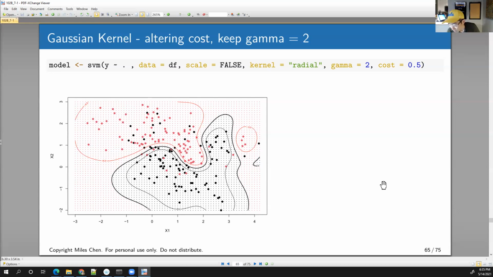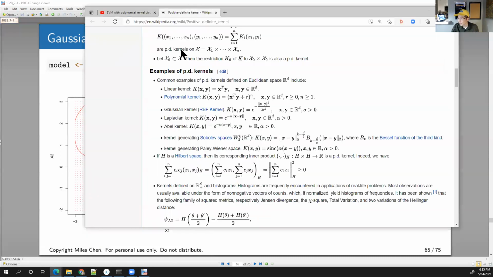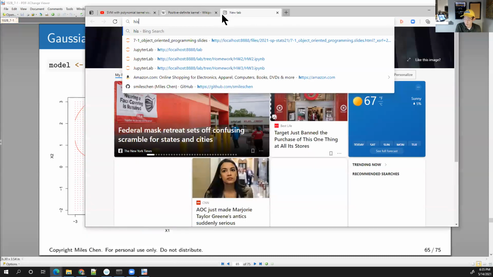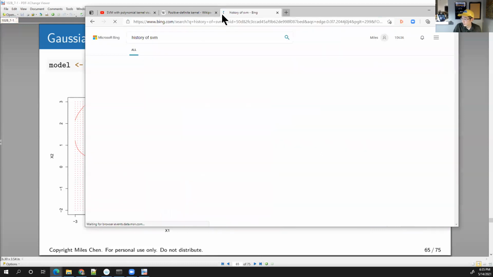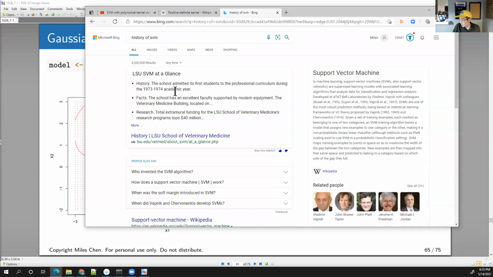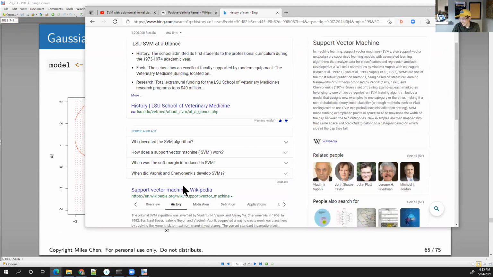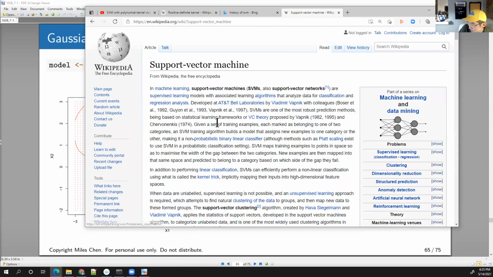What are the benefits of SVM over other classification methods? Oh, geez, these are hard questions. When were they made? What is the history of SVM? I don't know. No. Support vector machine, School of Veterinary Medicine. We want the support vector machine.